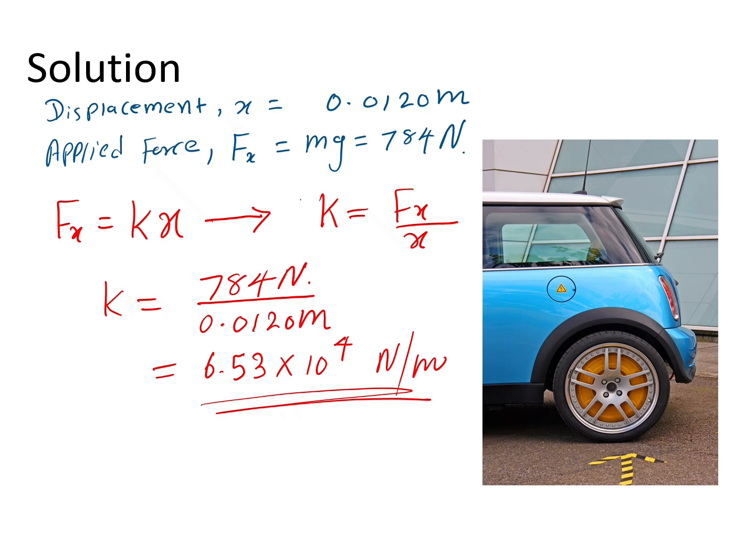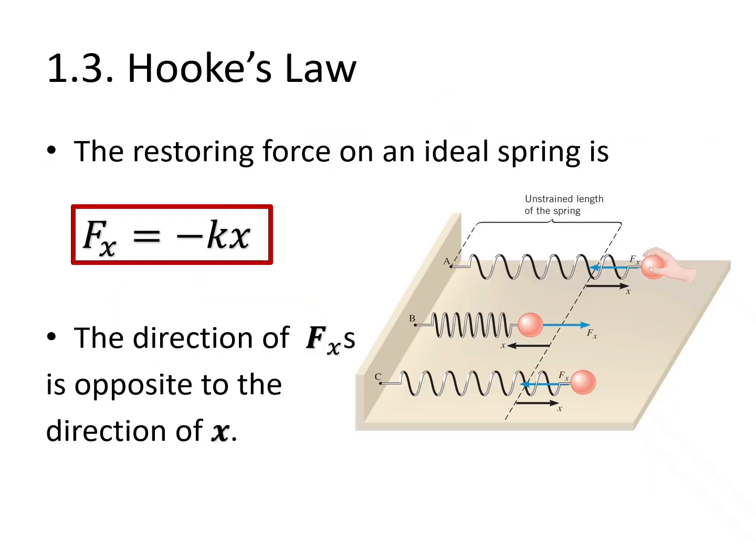Now that we know how the spring constant connects force and displacement, we can return to the deeper idea of the restoring force and the negative sign in Hooke's law. Hooke's law describes the restoring force exerted by an ideal spring. In spoken form, the spring force equals negative spring constant times displacement.